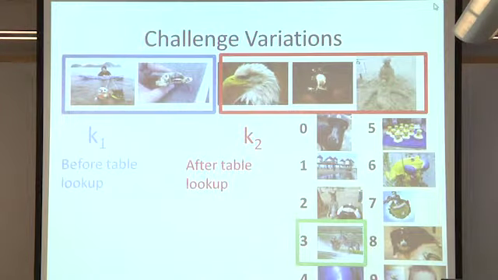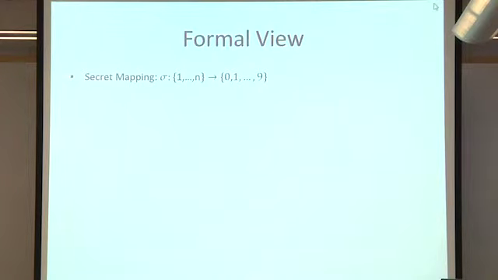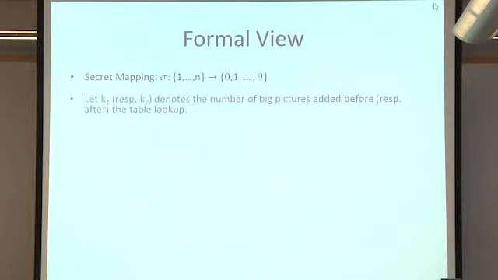So in general, we're going to use K1 to be the number of addition operations before we have this table lookup. We'll use K2 to denote the number of images after the table lookup. So in this case, we're adding two images, K1 is equal to 2. We're adding 2 images, looking up the image below, and then adding that image to K2 other images from the table above.